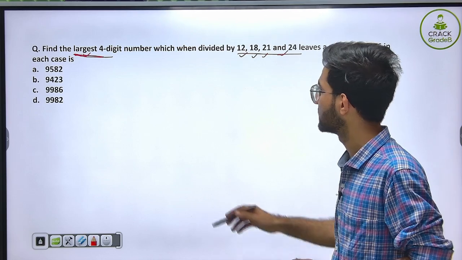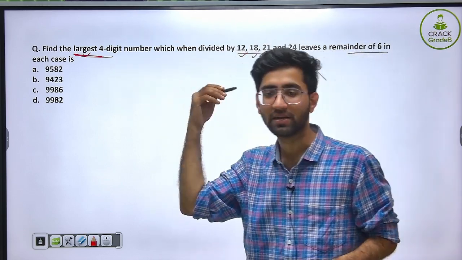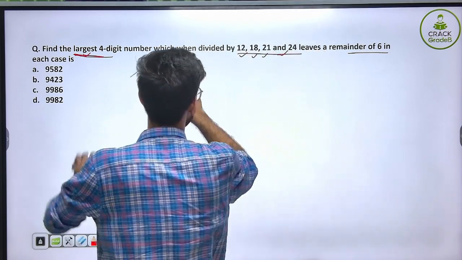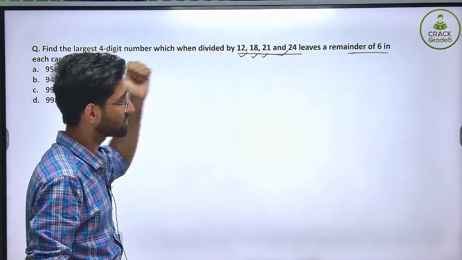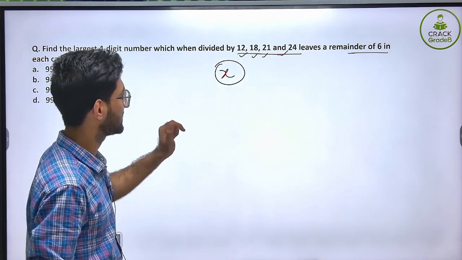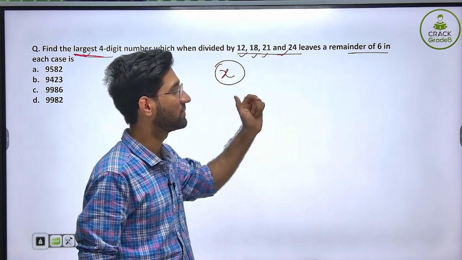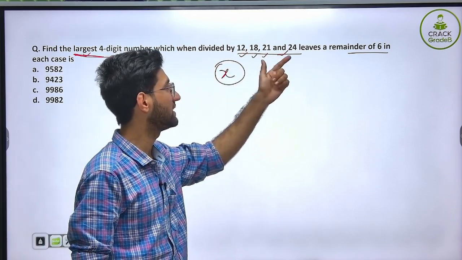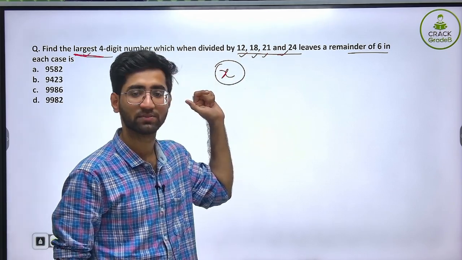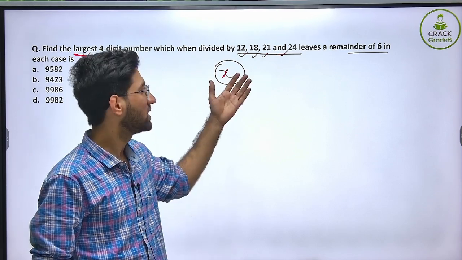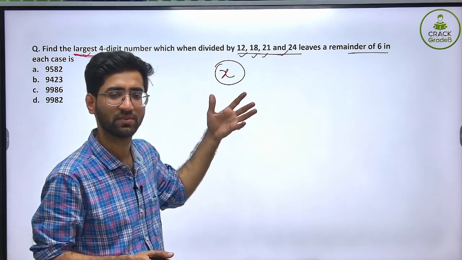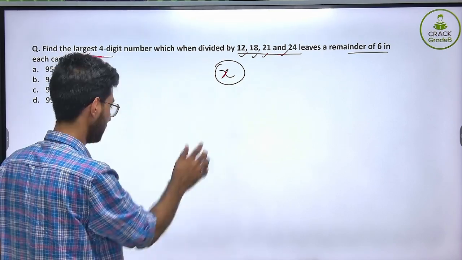So what we will do, see, sometimes in a hurry when we read "largest", we start thinking about HCF. But no, see, that number should be... suppose x is a number. If you divide x by 12, you are getting 6. If you divide x by 18, you are getting 6. If you divide x by 21, you are getting 6. If you divide x by 24, you are getting 6. So basically, if I add 6 to that number, you will get that number. But don't get confused by this approach.